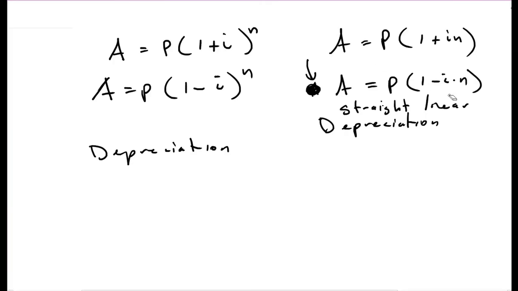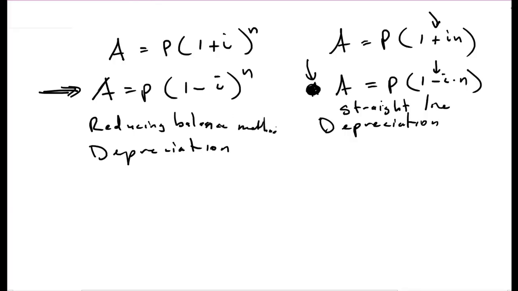Straight line depreciation, okay? Now, this one over here is not called compound depreciation, even though that is what it actually is. So remember, interest is plus, depreciation is minus. What do we call this kind of depreciation? This one on the side. Yeah, good. Reducing balance method. All right, the reducing balance method.